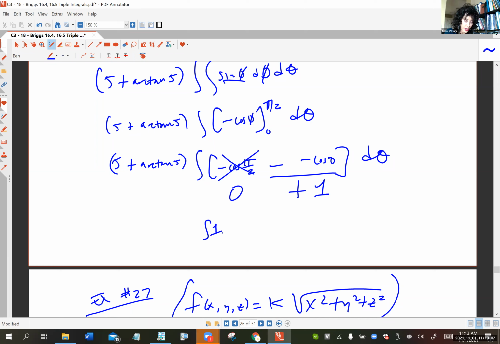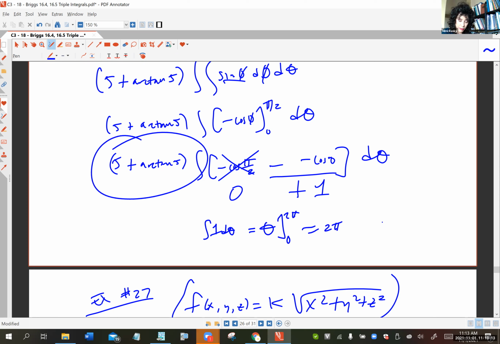And then when you integrate 1 with respect to theta, you're just going to get 2 pi. And then your final answer is going to be this weird number, 5 plus arctan of 5, whatever that is, times pi halves. Woo! And we're done with that example.